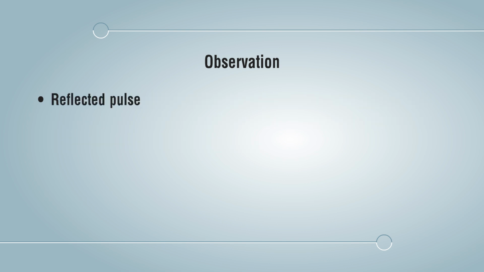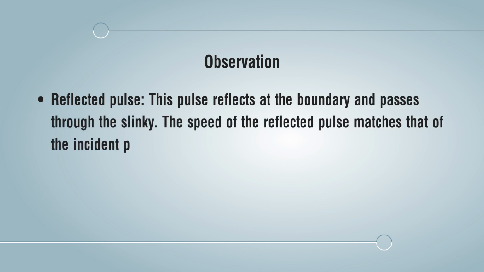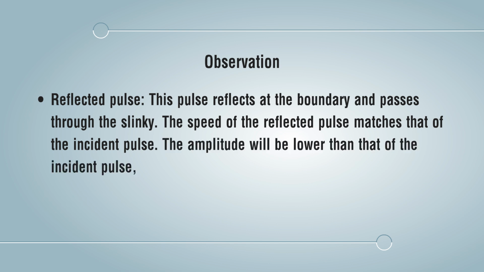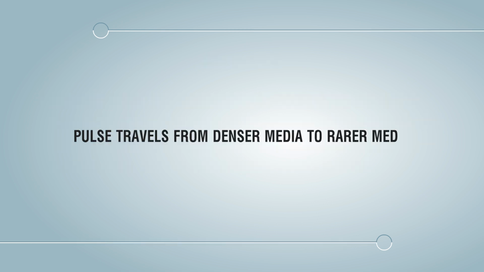Reflected pulse: this pulse reflects at the boundary and passes through the slinky. The speed of the reflected pulse matches that of the incident pulse. The amplitude will be lower than that of the incident pulse and the reflected pulse will be inverted. Pulse travels from denser medium to rarer medium.